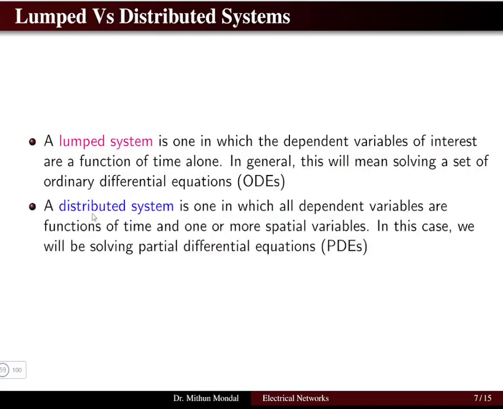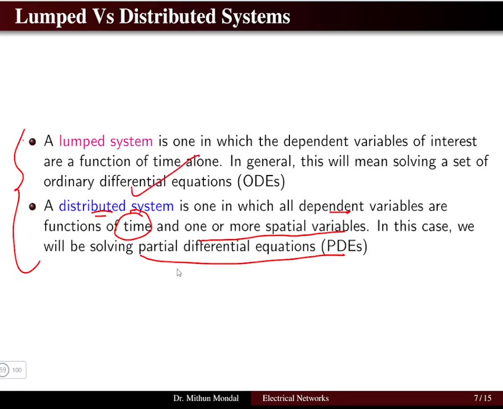Whereas in a distributed system, the dependent variable will be in terms of time as well as one more spatial variable. So here we will define it in terms of partial differential equations. This is the basic difference between a lumped system and a distributed system. One is defined by ordinary differential equations, the other is defined by partial differential equations. Here time is the only factor, whereas apart from time we have one more spatial variable as a factor.